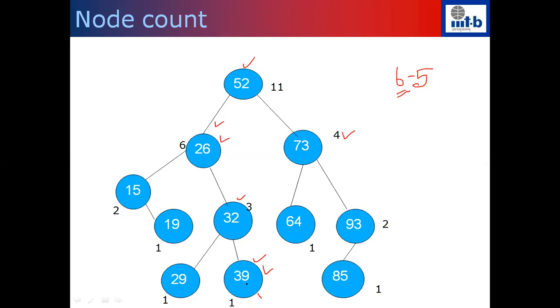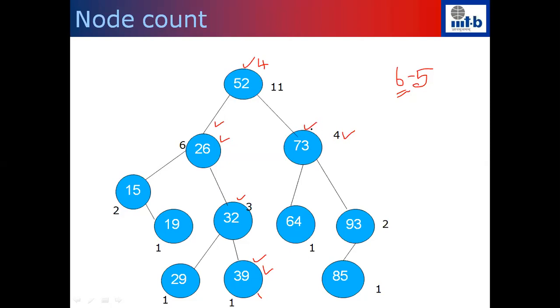Let's look at another example. I want to find an element whose rank is, let's say, 4. So I start here. I want to look for a number whose rank is 4. The rank of 52 is 5. So what I should do is go to the right, because I am looking for a rank which is smaller than the rank of the root. When I take a right turn, I'm ignoring all the numbers. Don't worry about it. So I go to 73.